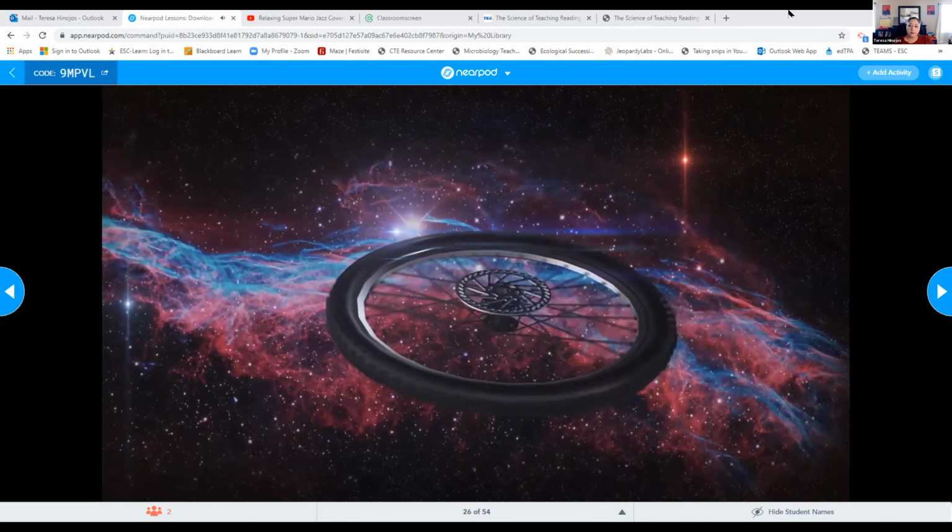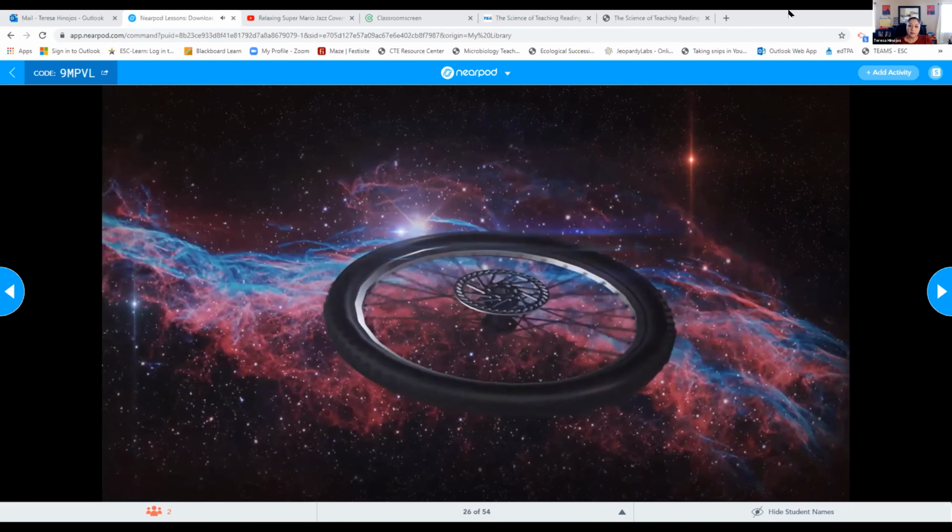Okay, so let's say you're in deep space and there are no forces like friction or gravity acting on an object, like this bicycle wheel. How long do you think this wheel will spin? It will spin forever at a constant velocity because of inertia and because there are no outside forces causing it to stop. Which brings us to Newton's second law.